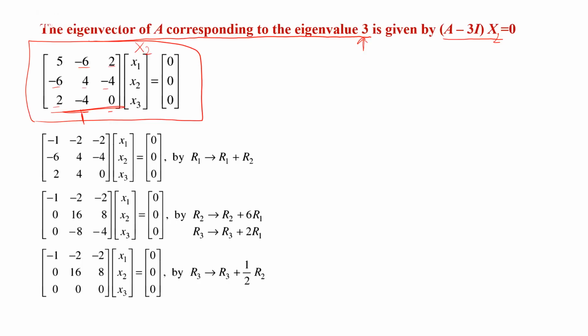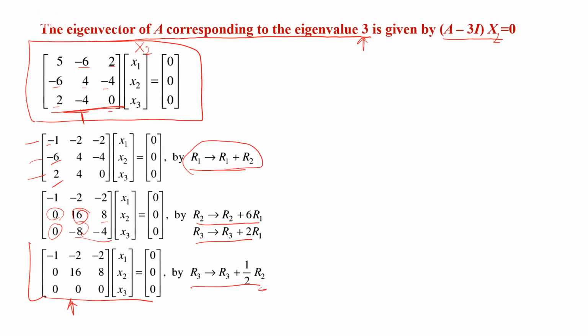We apply an operation on r1, we replace it with r1 plus r2, it becomes minus 1, and with the help of this we make these elements 0. We apply the operation on r2 and r3 simultaneously, we get 0 and this becomes 0 16 8, and with the help of the second leading element of the second row, to make the element below it 0, we apply the operation r3 plus 1 by 2 r2. Now at that stage it becomes the echelon form.